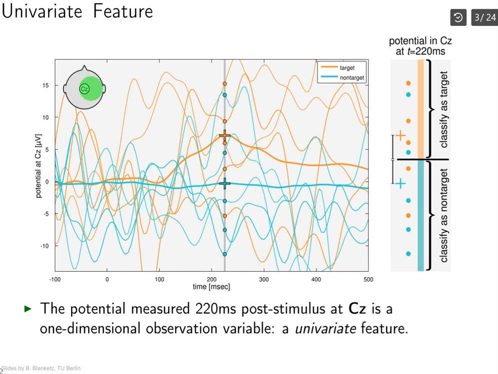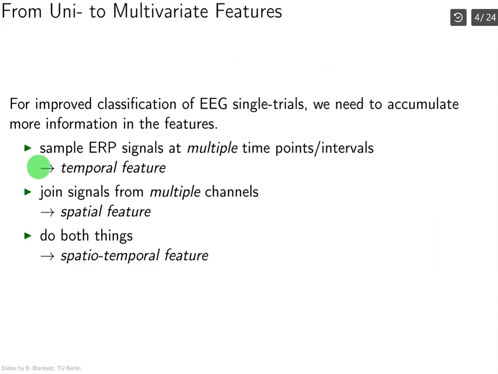And in addition, we're discussing only a single channel. What about other channels? Can we also use them to construct a richer feature vector or feature vector set? That will be one of the main questions of this lecture. So let's give some formal names. Sampling ERP signals at multiple time points or intervals, we call a temporal feature. Those time points acquired from multiple intervals or segments of an interval, we call a temporal feature.